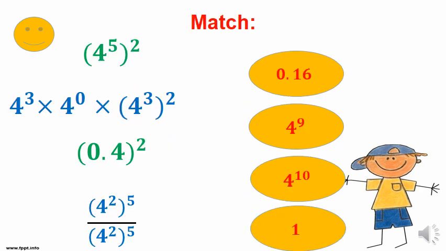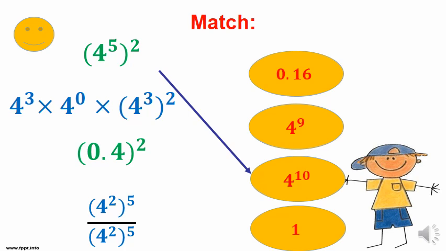Okay, another one. The first one, I have parentheses. Keep it in your mind. Parentheses indicate multiplication. So we multiply the exponents. 5 times 2, it will be 4 to the power 10. Excellent.